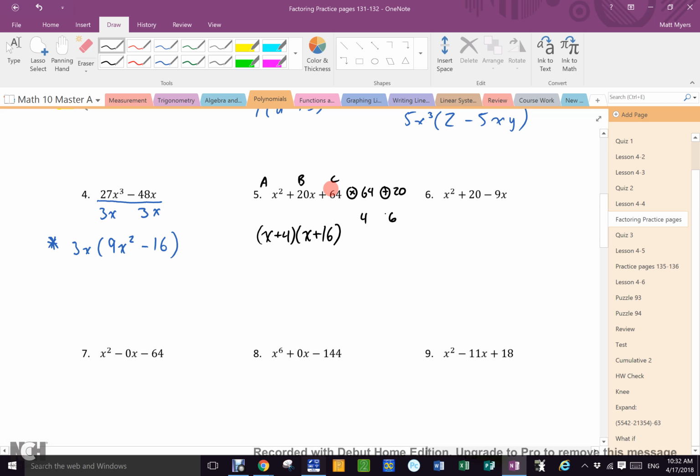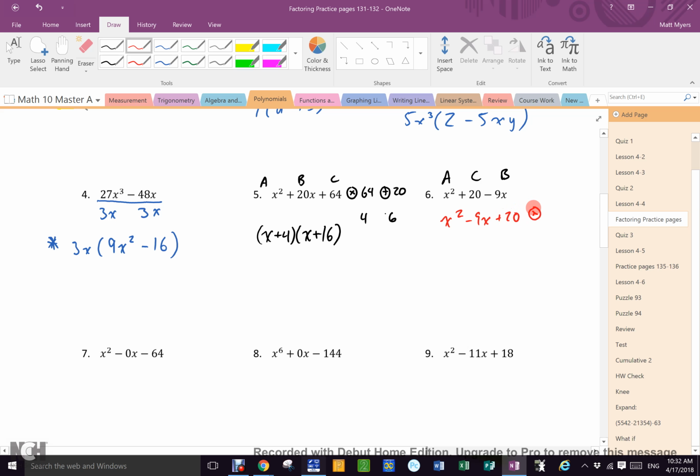What's weird about 6? The order is messed up, isn't it? It's not A, B, C. It's A, C, B, isn't it? Are we allowed to change the order? Sure we are. We would rewrite this as x squared minus 9x plus 20.